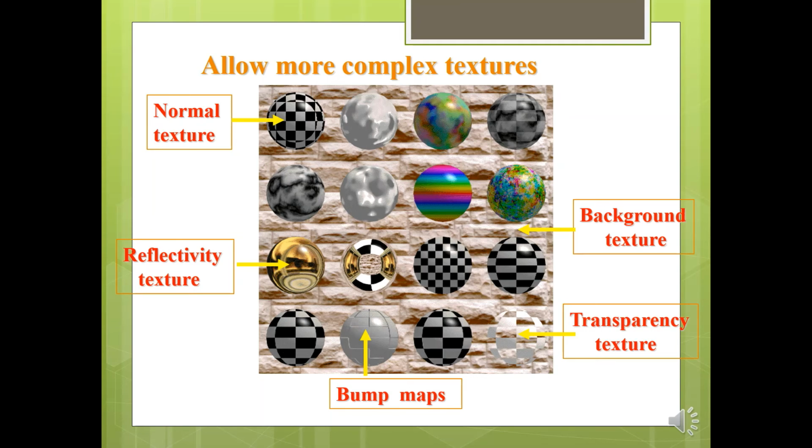Here are the types of textures that allow for more complex textures. This one is a normal texture. We also have the background texture, like this. And then we have transparency texture, which is transparent. We have reflectivity texture here, the texture that has some reflection. And also bump maps. A bump map allows for a bumpy surface, a bumpy texture that's not a smooth surface.